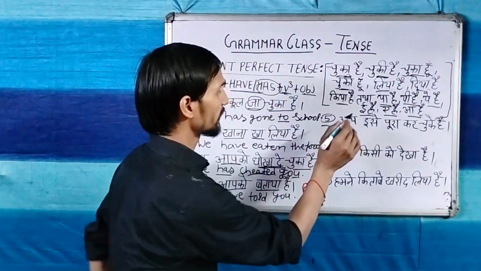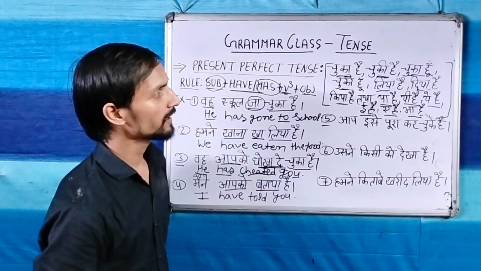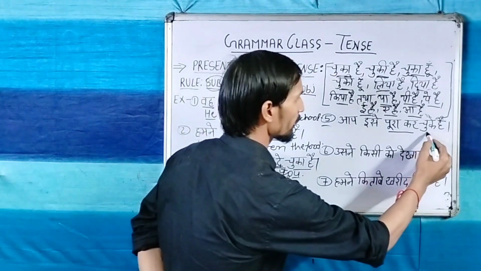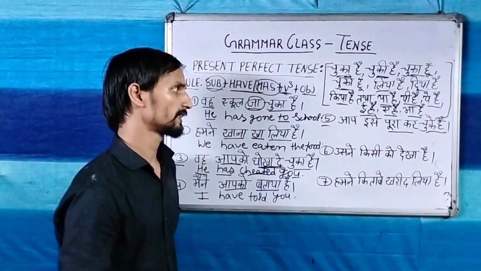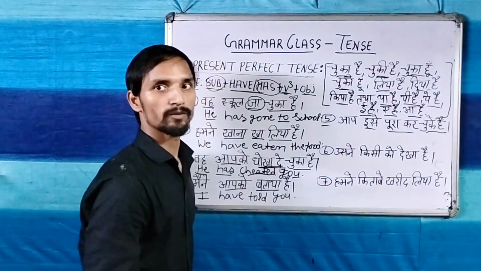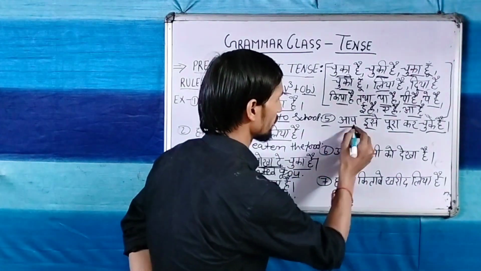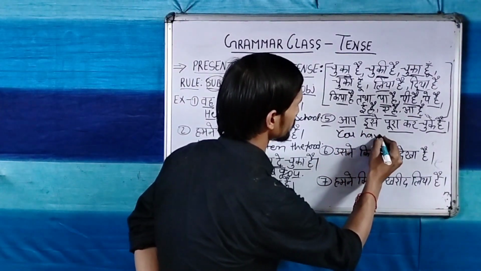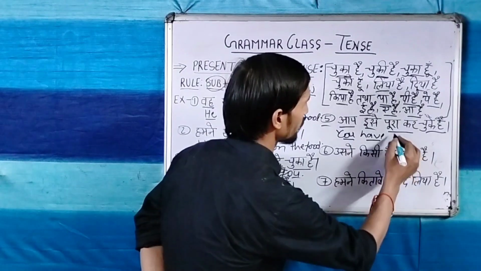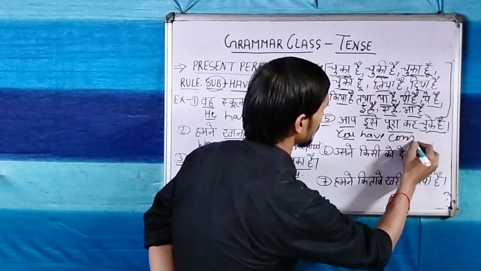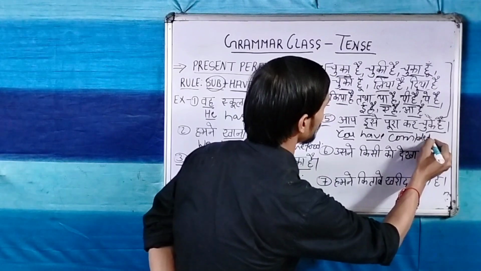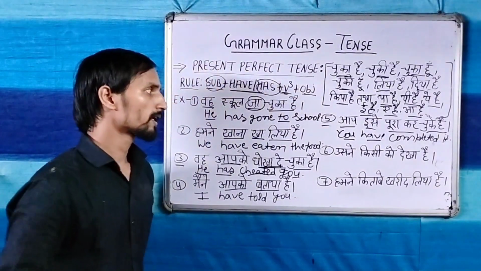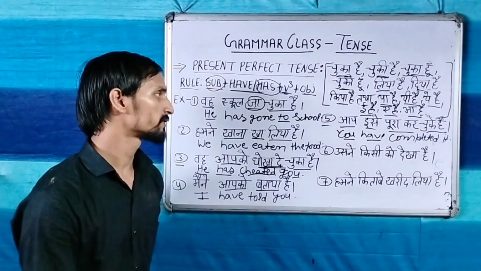Now let's see next sentence, that is fifth. आप इसे पूरा कर चुके हैं. Now पूरा करना, this is the verb, and चुके हैं, this is the identity of the present perfect tense, and इसे, this is the object of the sentence, and subject is you. With you we use have, subject, helping verb have, पूरा करना, complete, and third form completed. इसे it, आप इसे पूरा कर चुके हैं, you have completed it. Now fifth sentence is complete.